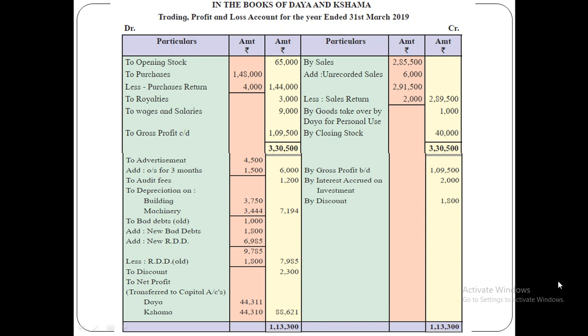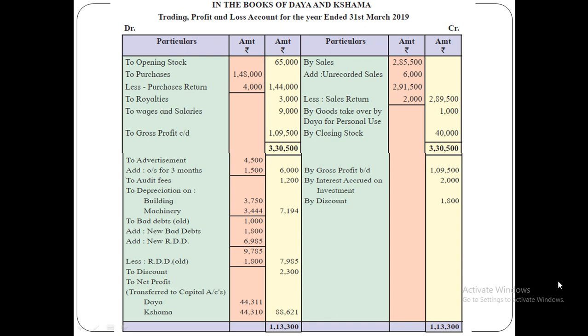Welcome back. In this session, we are starting with the practical problem. As I told you, you have already drawn the format of the trading and profit and loss account for the year ended 31st March 2019 in the books of Daya and Shama.